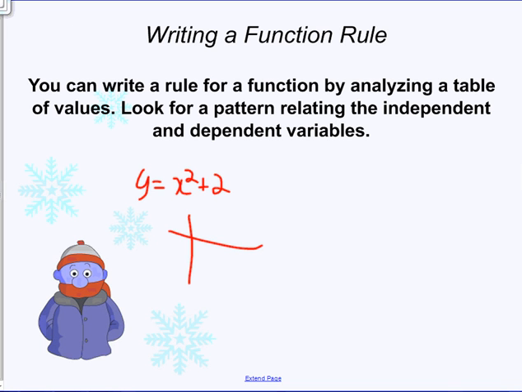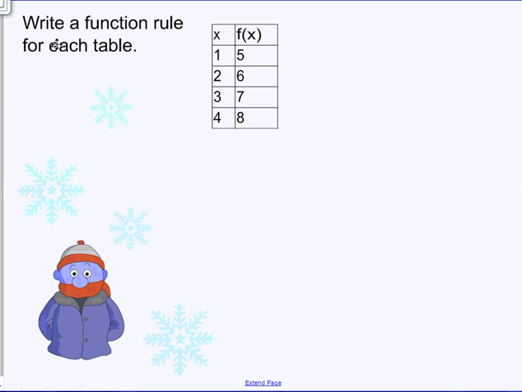In this lesson today, what we're going to be talking about is how to write a function rule. All right, in order to write a function rule, you need to analyze a table of values. You want to look for the pattern relating the independent, or the x values, to the dependent variables, or the y values, okay? All right, so for example, we have: write a function rule for each table.